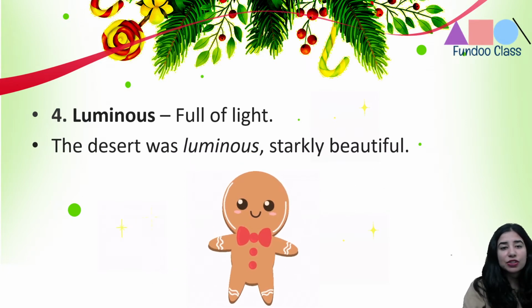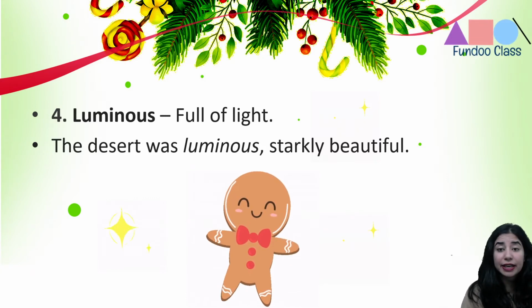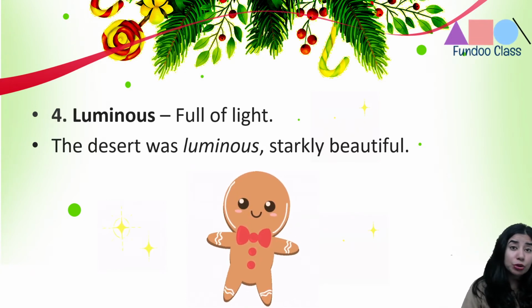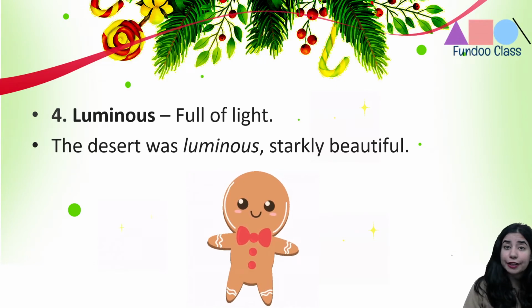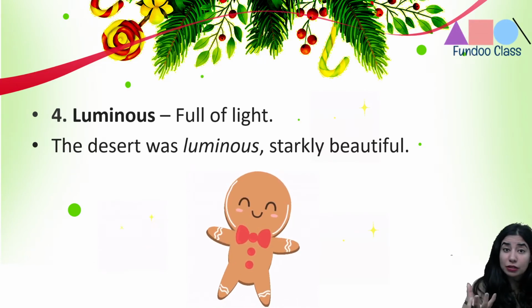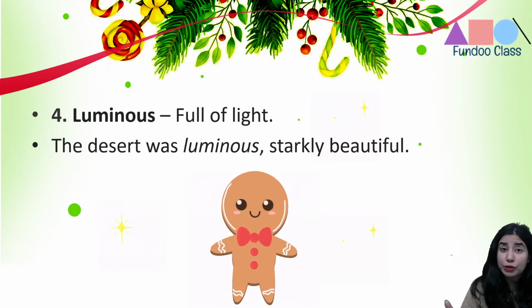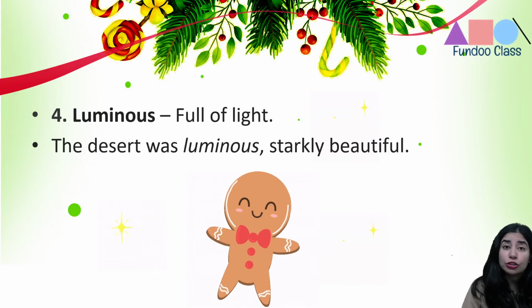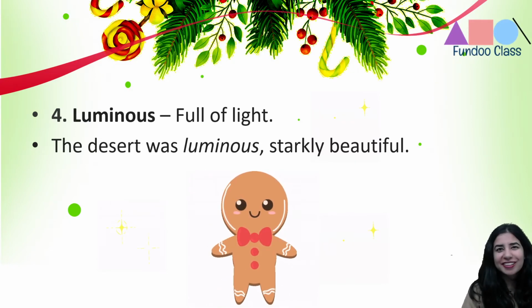So the desert was luminous, starkly beautiful. So there was a lot of light there, right? So during the daytime, if you visit any desert, so the sun rays fall on the sand dunes, on the sand, and it sparkles. So it's full of light. Starkly means something that you can observe to be so great, so beautiful. So that's what the word luminous means. So I hope you're sorted with the word.